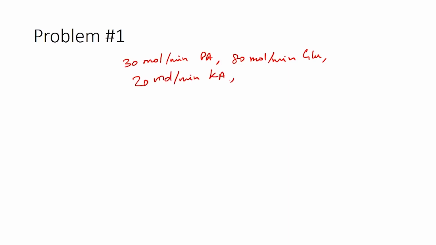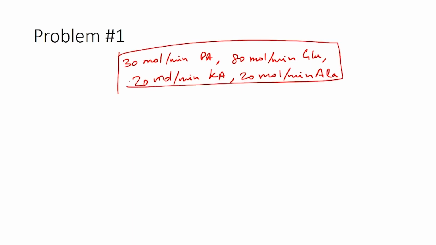The final product stream we have would contain 30 moles per minute of pyruvic acid, 80 moles per minute of glutamine and 20 moles per minute of ketoglutamic acid and 20 moles per minute of alanine which are leaving the system. So this would be the exit stream.